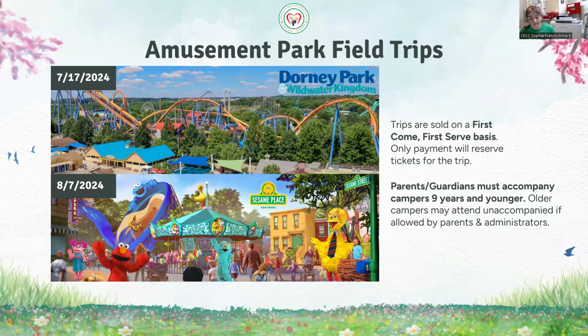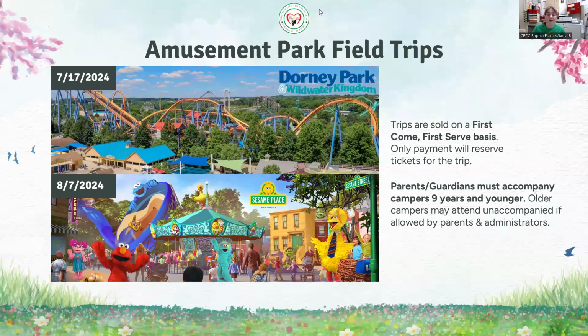The other thing is we give our campers that are 10 and older the opportunity to go on these trips unaccompanied. We require that they have good behavior. So there's a permission slip, and it's got a spot for the parent to sign off and a spot for their camp counselor to sign off, that they are eligible and well-behaved and can be trusted to go on these trips alone.